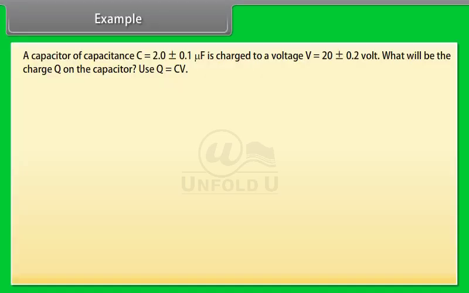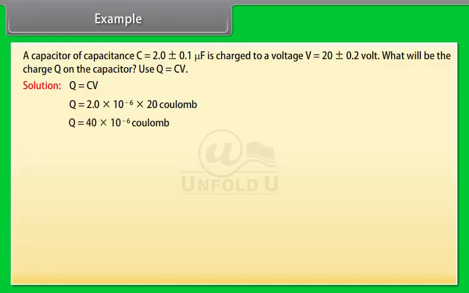What will be the charge Q on the capacitor? Use Q is equal to CV. Let us see the solution. Q is equal to CV. On calculating, we get Q is equal to 40 into 10 to the power minus 6 coulomb.